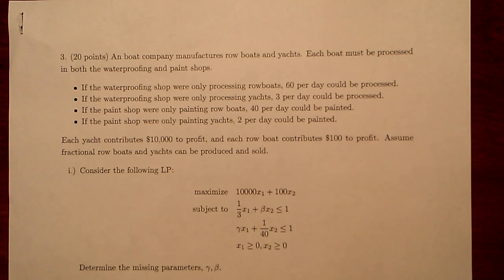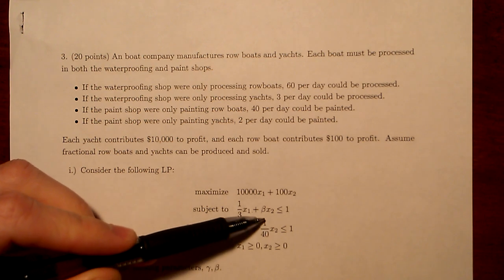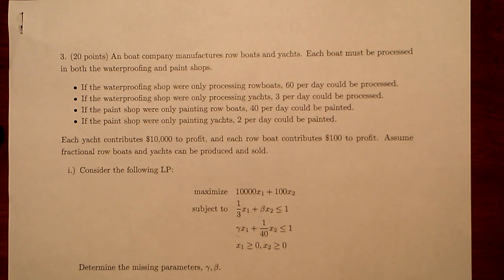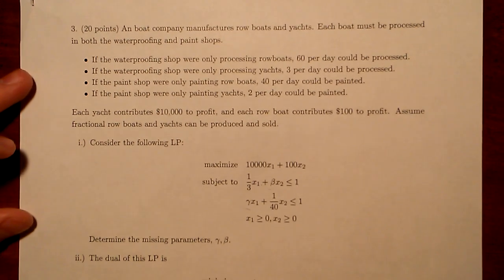Okay guys, I'm going to continue solving in this clip the third problem from the exam and the first part of the fourth problem. The third problem described in a linear program a boat company manufacturing rowboats and yachts, and it gave a formulation of the LP but had some parameters missing, gamma and beta. And the first question asks you to determine the values of the missing parameters gamma and beta.